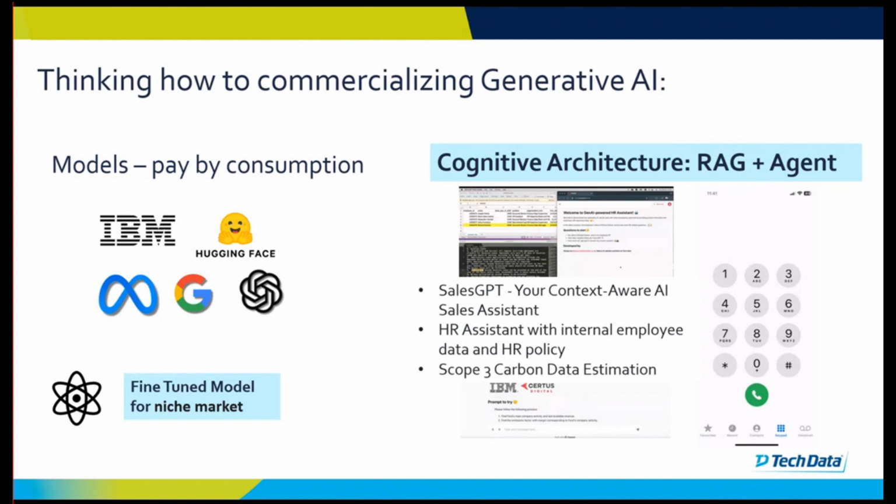The second good example is this HR assistant. Similarly, you provide your employee data access to the large language model and you give it the HR policy. Then the large language model can play as an AI HR assistant to answer questions on your HR policy.